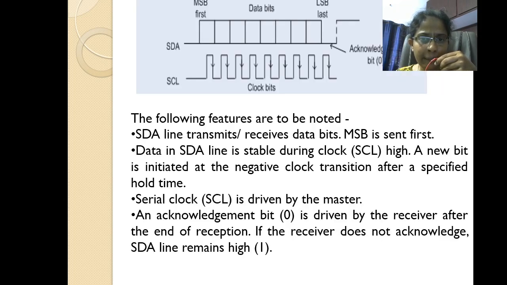So first the 8-bit data, in that 8-bit data the MSB is sent out first, and after the LSB has been given, the receiver should acknowledge with the bit 0, that is, a low bit is driven by the receiver. So after successful reception of 8 bits of data, the receiver is the one who will send the acknowledgement bit. So on receiving the acknowledgement bit, the master will come to know that all the 8 bits have been transmitted. So this is how the transmission will look.